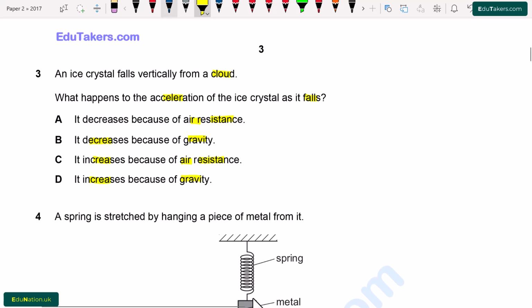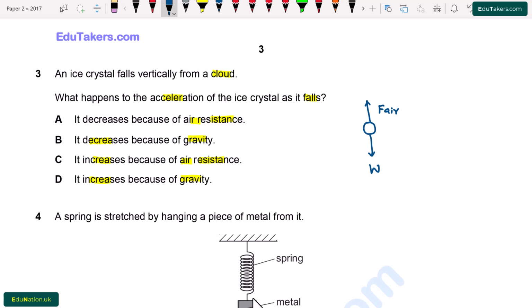So first of all, the falling ice crystal's velocity increases. Here I make an ice crystal and it falls vertically. The weight of this is acting in downward direction. With the increase in velocity, there is the air drag acting in upward direction. It also increases. So the air drag also increases.